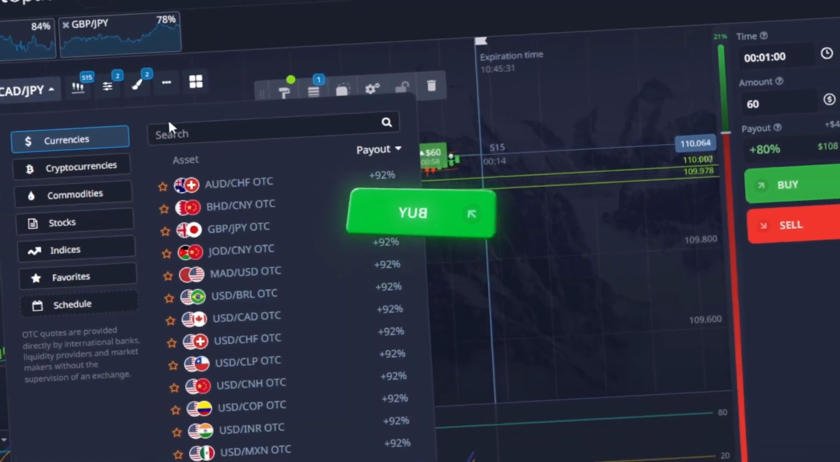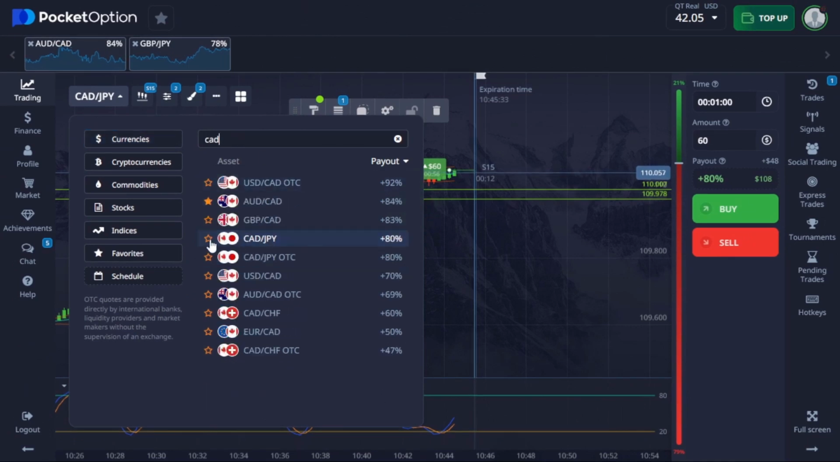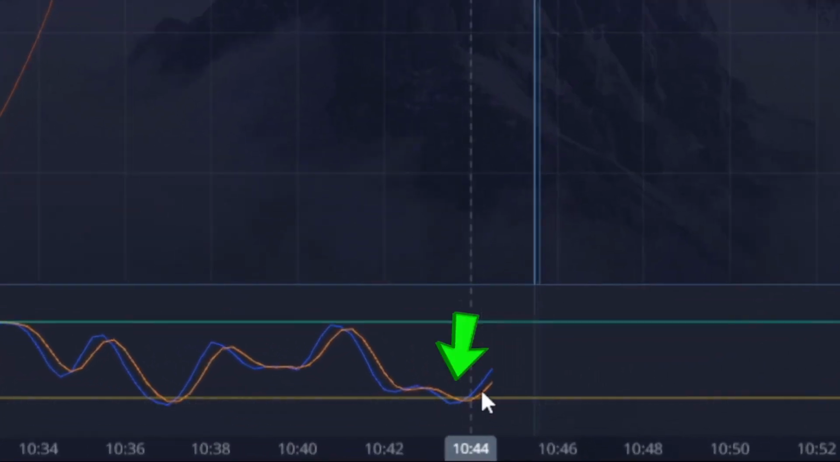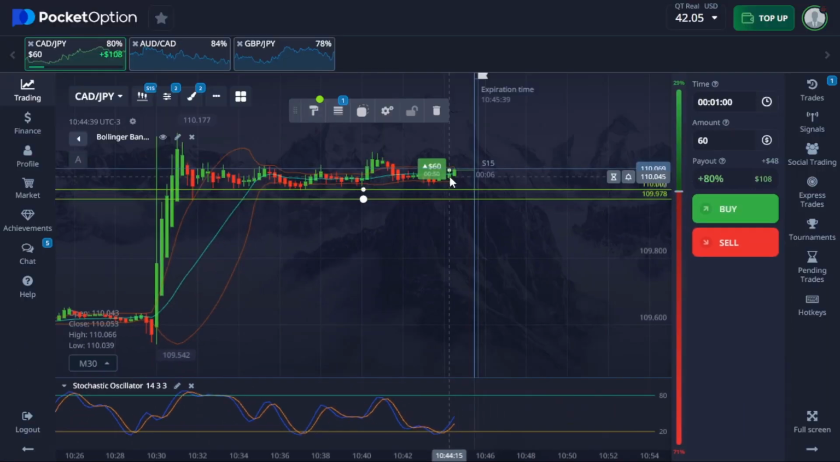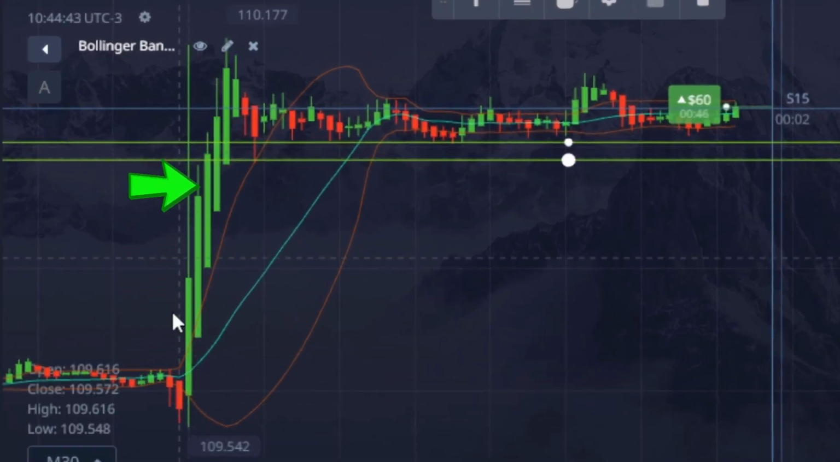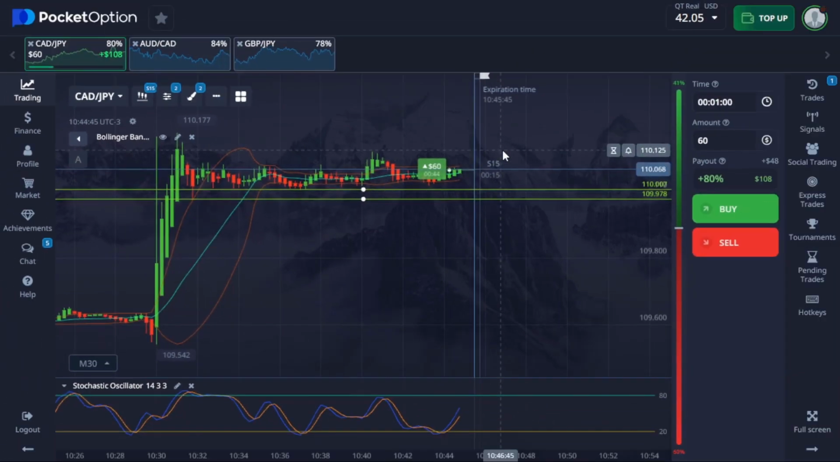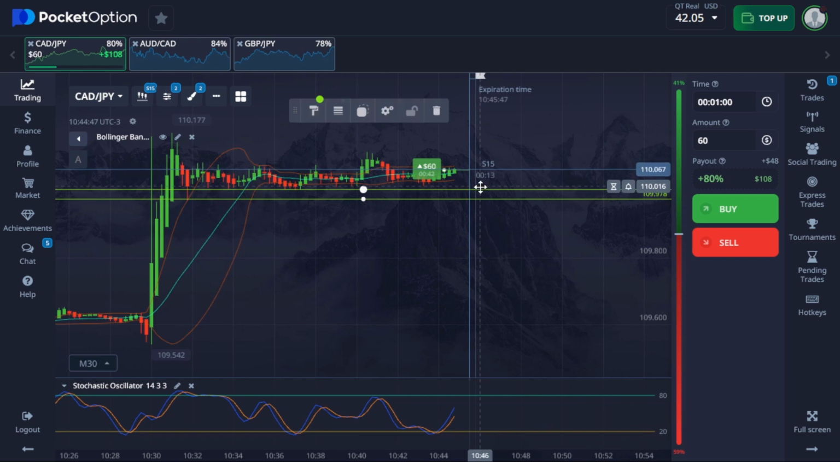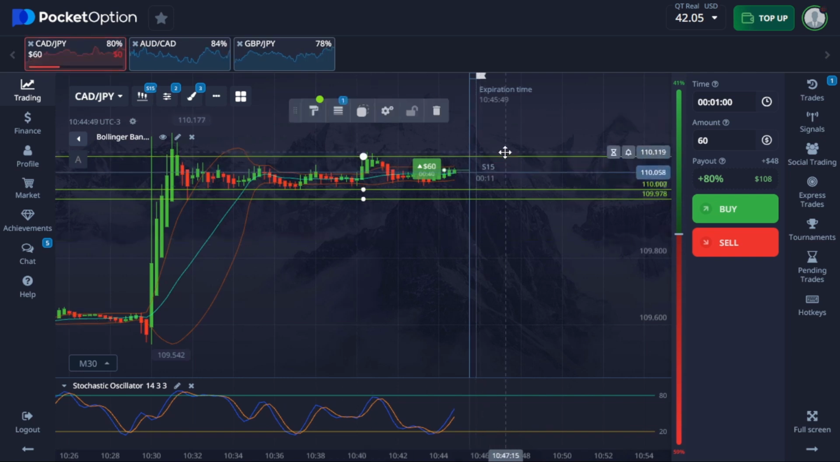Okay, so that was a good one, guys. Look at the oscillator and look at the Bollinger Bands line. That's very important for us. This is enough time for the position. So let's wait for the results, all right?